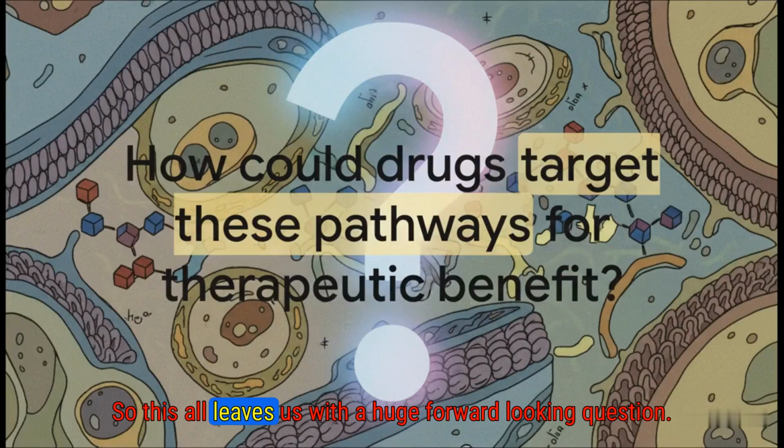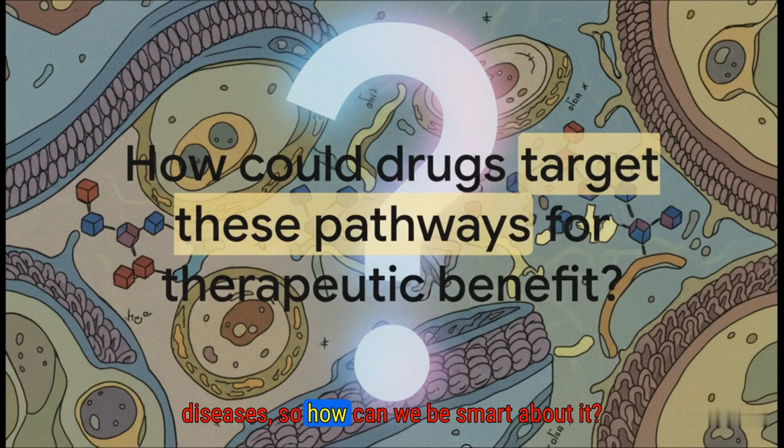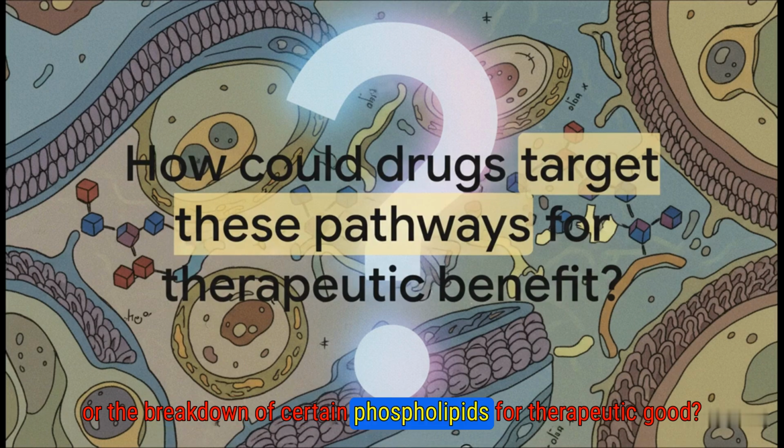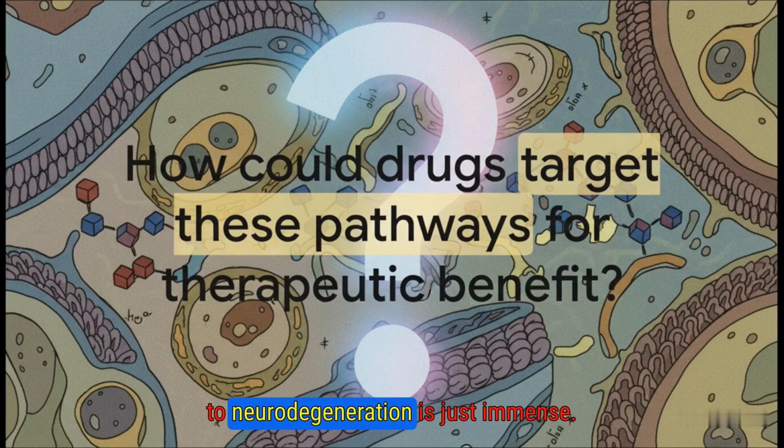So this all leaves us with a huge, forward-looking question. We've seen how tiny errors in these pathways can cause terrible diseases. So how can we be smart about it? How can we design future drugs to specifically target the synthesis or the breakdown of certain phospholipids for therapeutic good? The potential to treat everything from inflammation to cancer to neurodegeneration is just immense.